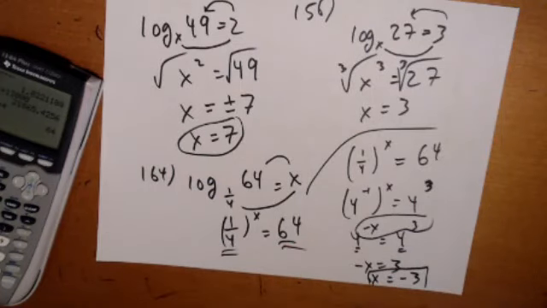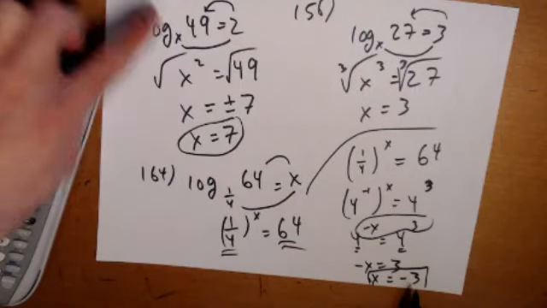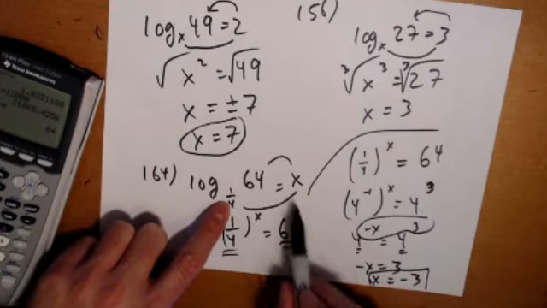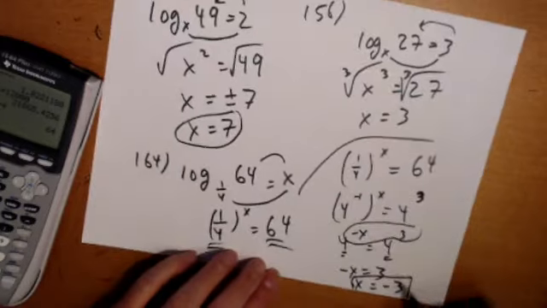Ta-da! Well, why is that negative 3 okay? I thought you told me to get rid of negatives. No, just this, the base of the log can't be negative. It's positive, so this value right there could be negative 3. So everything's good.